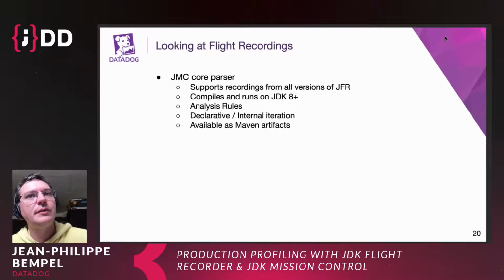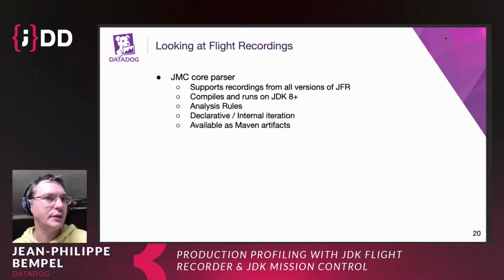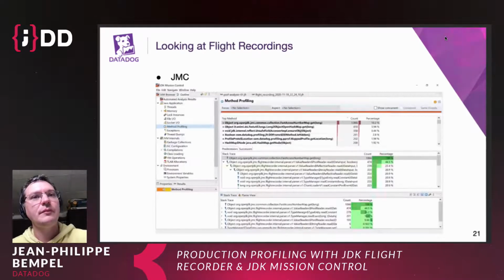JMC is shipped with its own JFR parser, which supports all versions of JFR since JDK 7, when Flight Recorder was introduced into the JDK. This library compiles and runs with JDK 8 and above. It also includes analysis rules, a set of heuristics to help you diagnose issues inside the recording. And you can perform a declarative and internal iteration of the recording and aggregate across attributes of events. Those artifacts are available on Maven Central now. And of course, the JDK Mission Control application itself will ease the browsing of the recording.